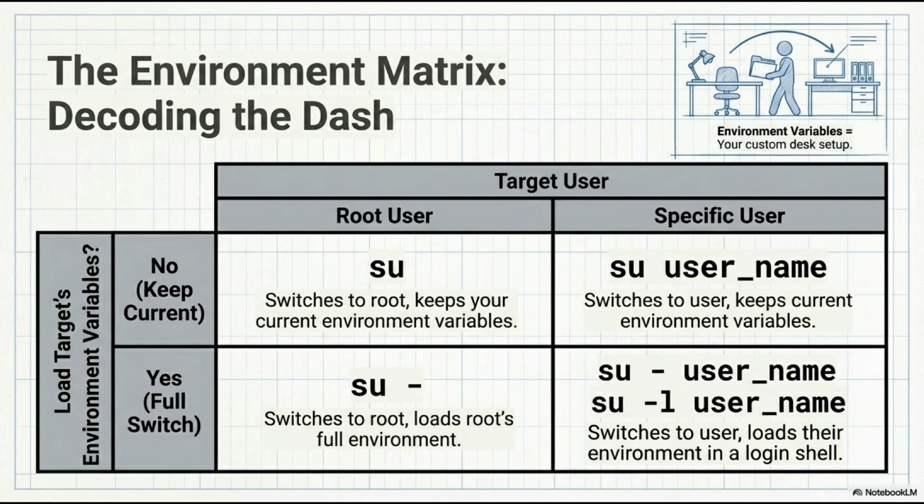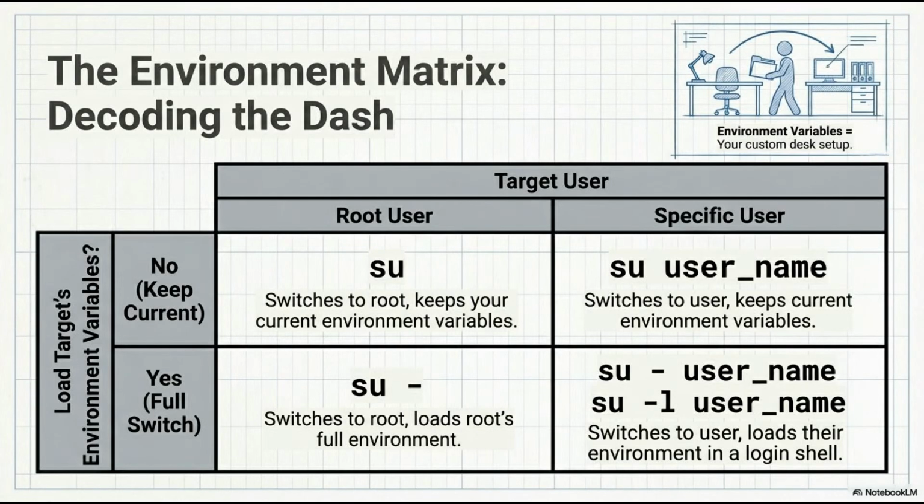Well, because many administrative binaries, like fdisk or iptables, are located in secure directories like /sbin. Oh, right. And a standard user's path usually does not include those directories. If you don't use the dash to load the root environment, you'll type a command and get a command not found error, even though you technically have the privileges to run it. Because the shell just doesn't know where to look. Exactly. The system is literally blind to the admin tools.